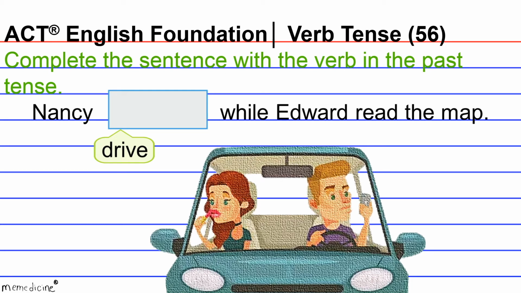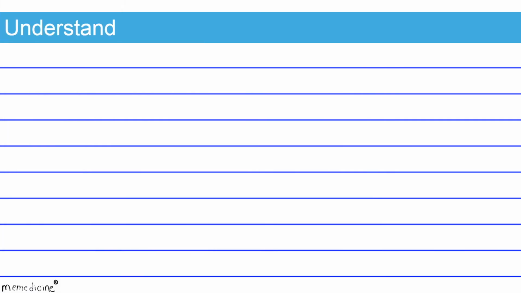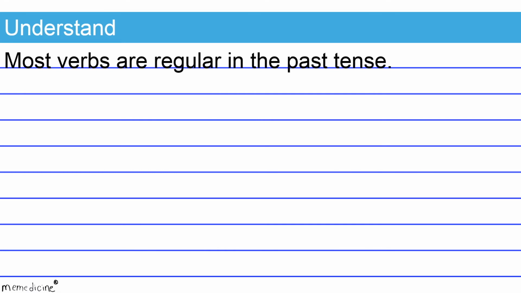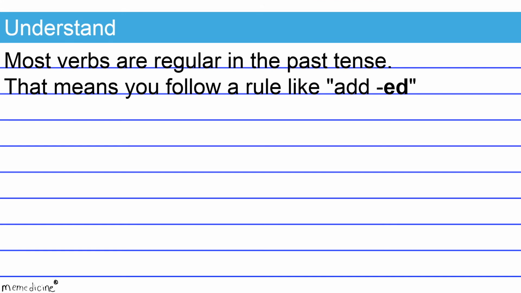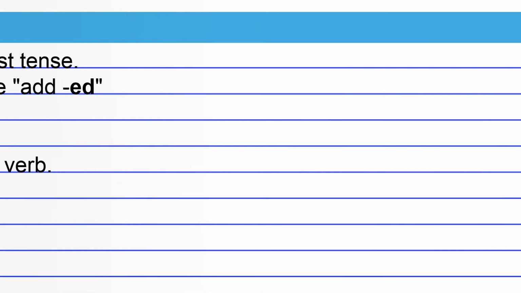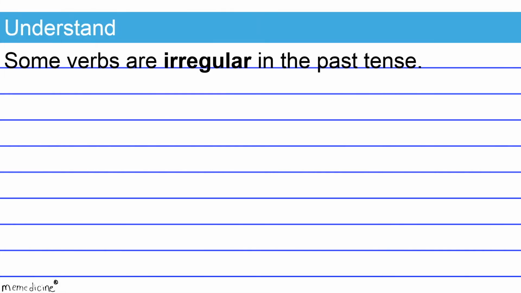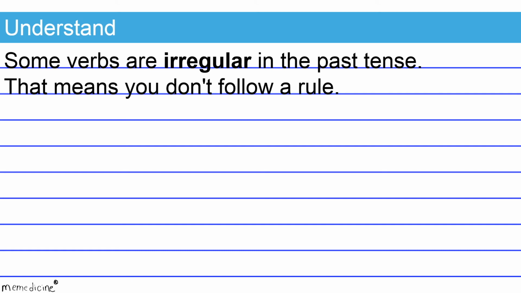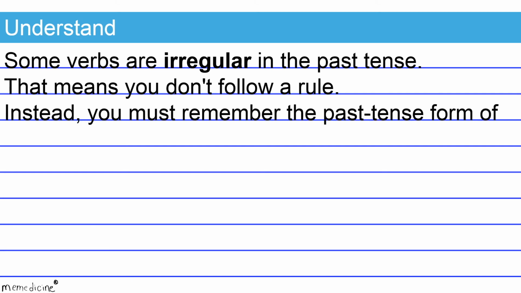Although it looks like Nancy tapped out and left Edward to do all the driving and the reading of the map. Here's what I need you to understand. Most verbs are regular in the past tense. That means you follow a rule like add ed or add d to get the past tense form of the verb. Some verbs are irregular in the past tense. That means you don't follow a rule.